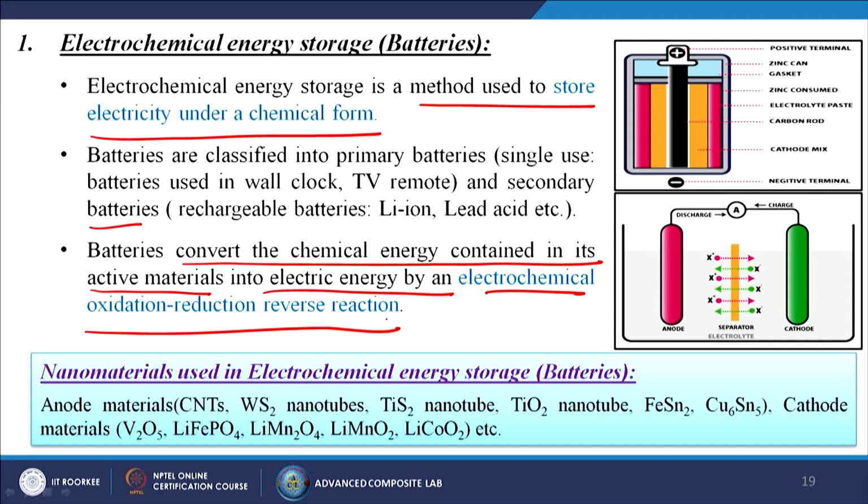What kind of materials? For anode materials we are using carbon nanotubes, tungsten disulfide nanotubes, titanium sulfide nanotubes, titanium dioxide nanotubes, FeSn2, Cu6Sn5.